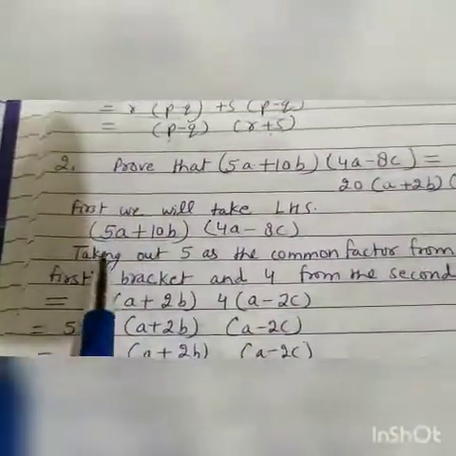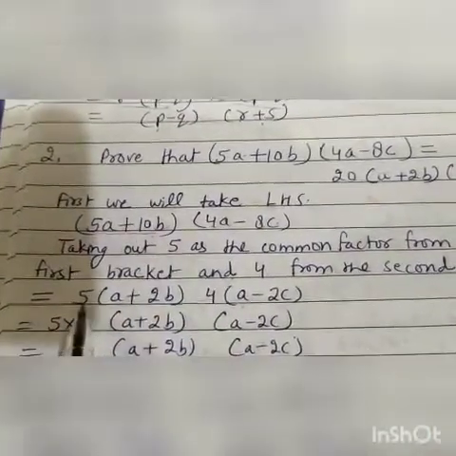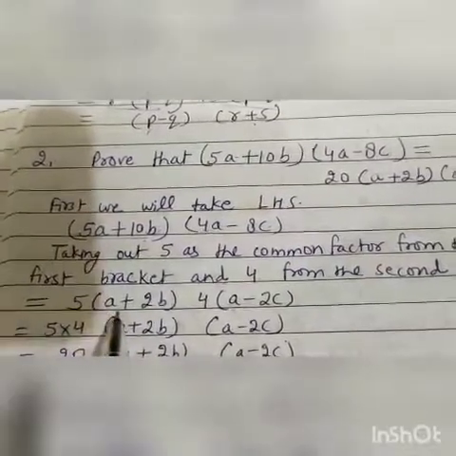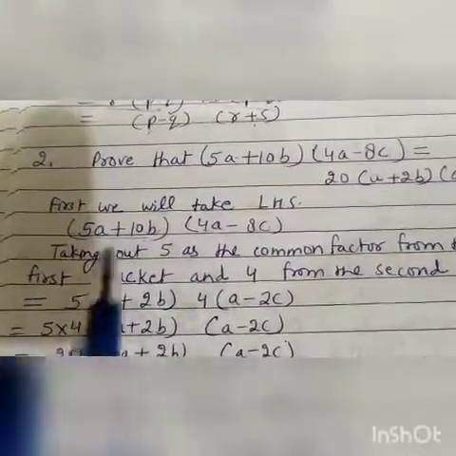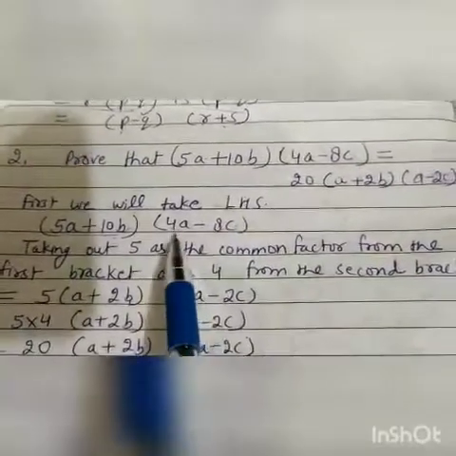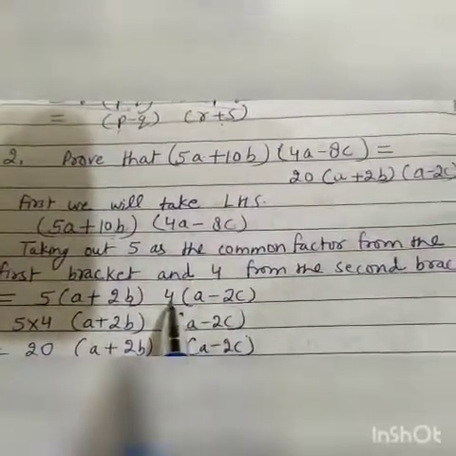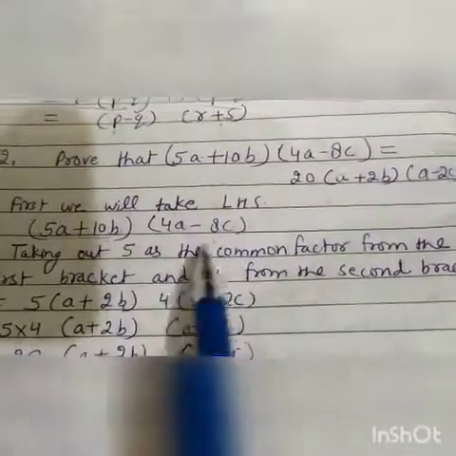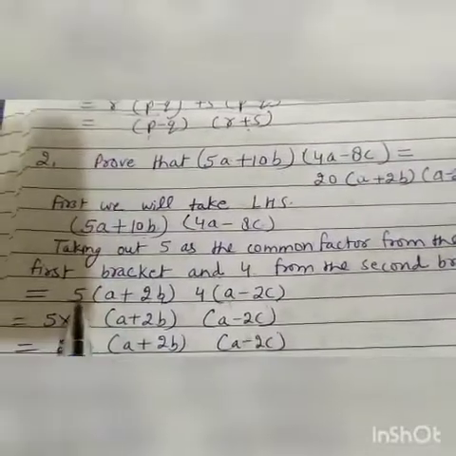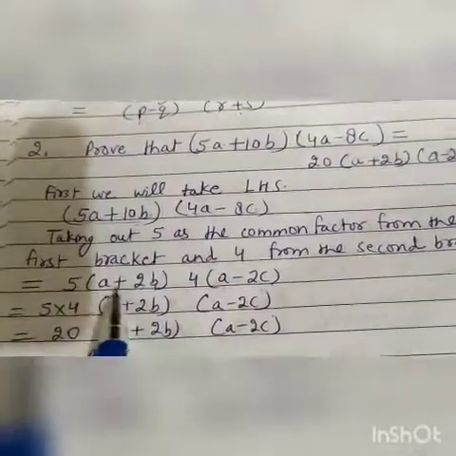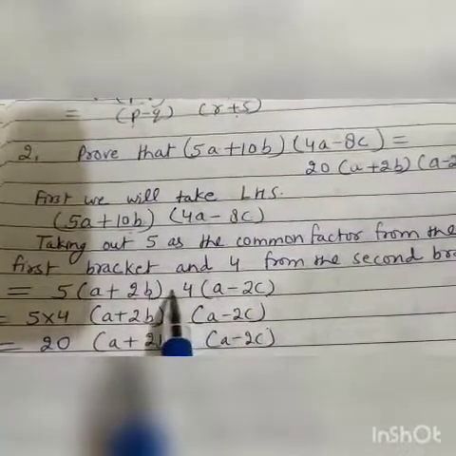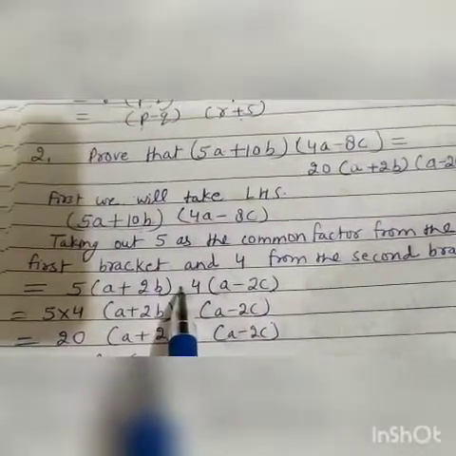Now if we take 5 from the first bracket as common, then 5a upon 5, 5 cancel, a is left, then plus, 5 twos are 10, b is written as it is. If we take 4 from the second bracket, 4 is common, then a is left here, minus, 4 twos are 8, c will be as it is. So what will be our line? 5 into (a + 2b) and 4 into (a − 2c). No sign here, neither plus nor minus.